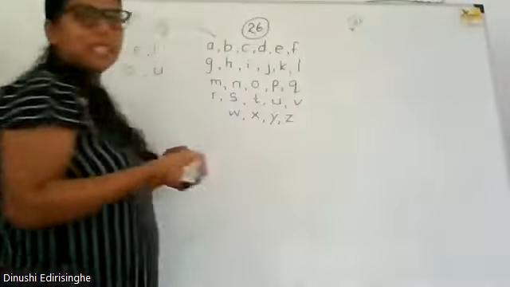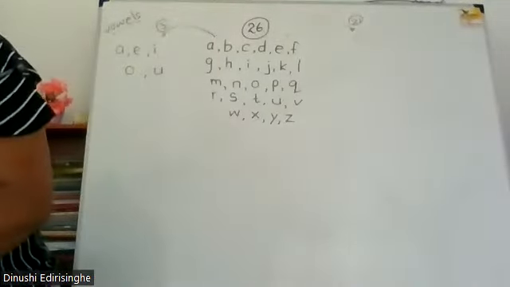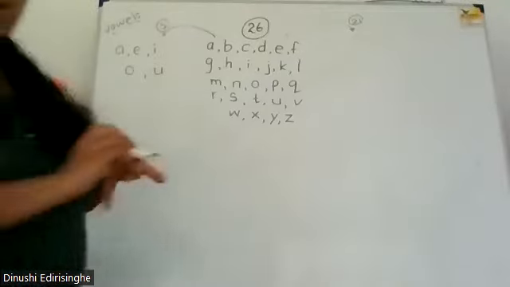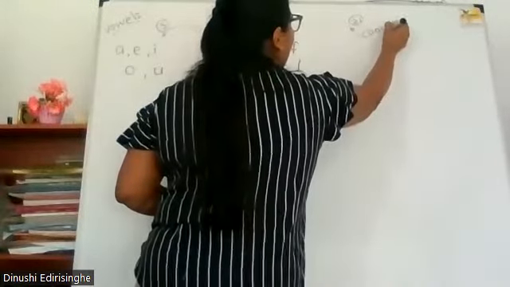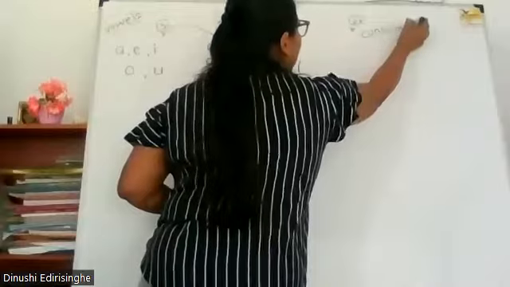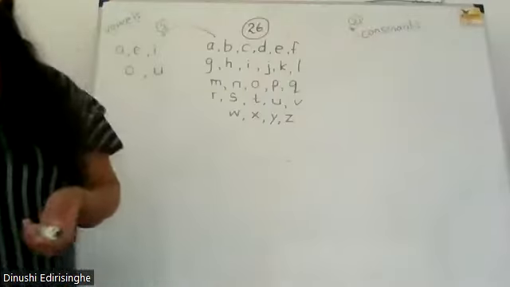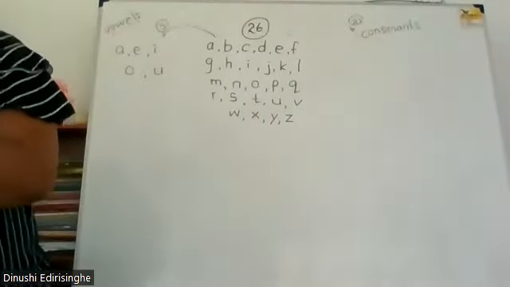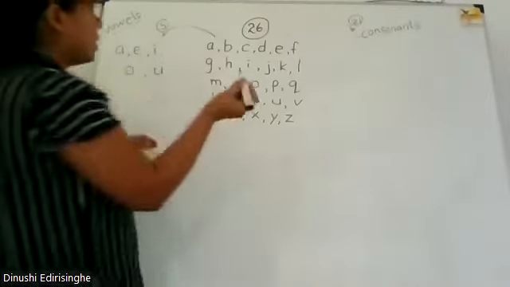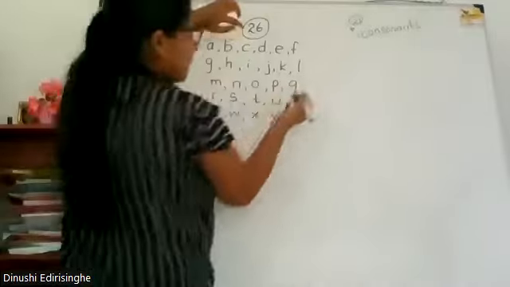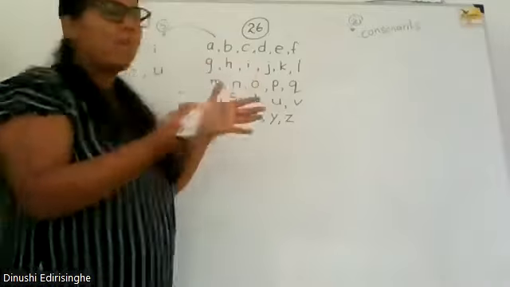Other 21 letters. Consonant letters. What are they? Consonants. Right? Then what are the consonant letters in English alphabet? Tell me. Yes, there are 21 consonant letters. What are they?